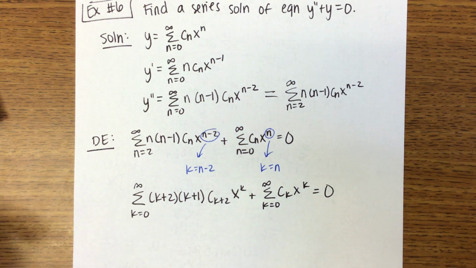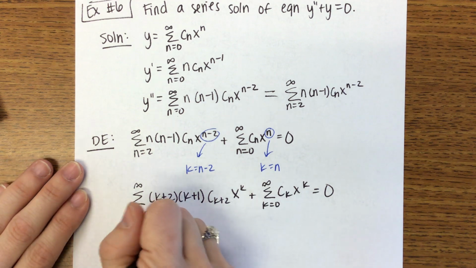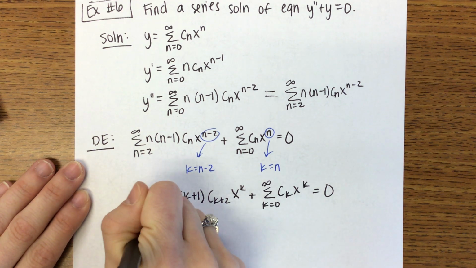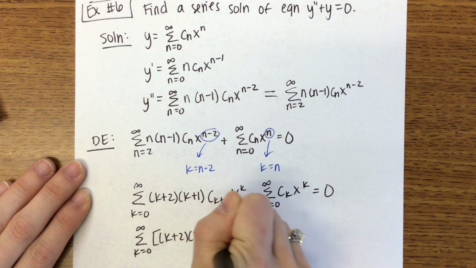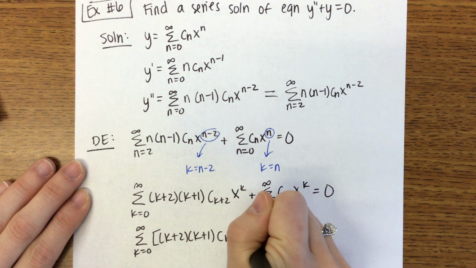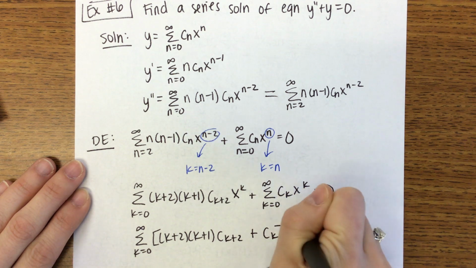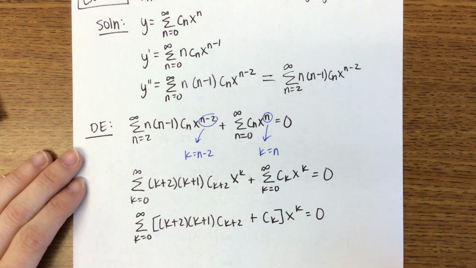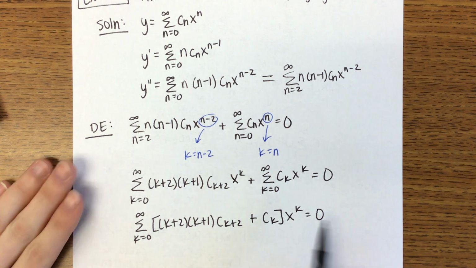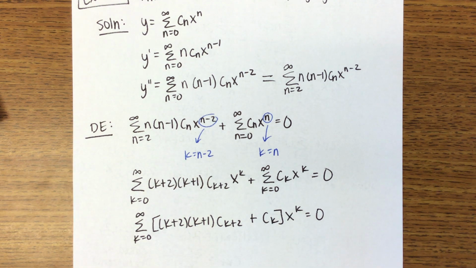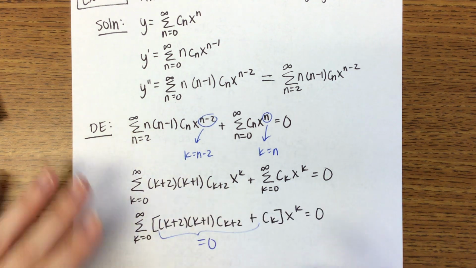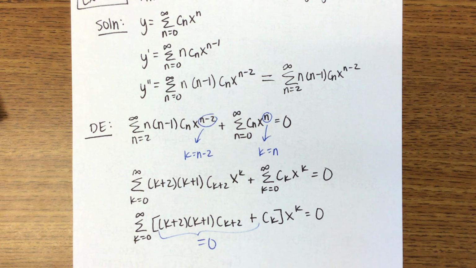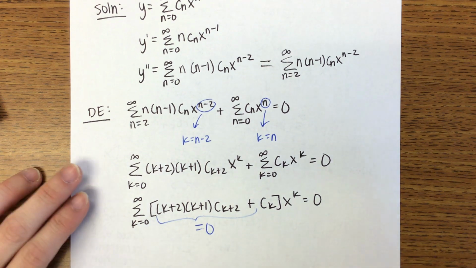And then hopefully you remember the whole point of doing this was so that we could get one summation together. So we're going to put those two together. We get the sum of [(k plus 2)(k plus 1) c_(k+2) plus c_k] x^k equals 0. The only way this power series is going to equal 0, besides x being 0, which is not very interesting, is if all of these coefficients are equal to 0. Okay, so we're going to set that equal to 0.